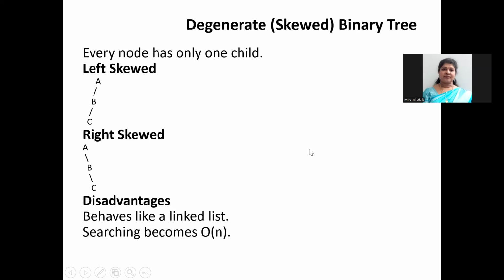And the skewed binary tree is one where every node has only one child. It gets left skewed and right skewed. See this A, B, C is left skewed and this is right skewed. And this will normally behave as a linked list.